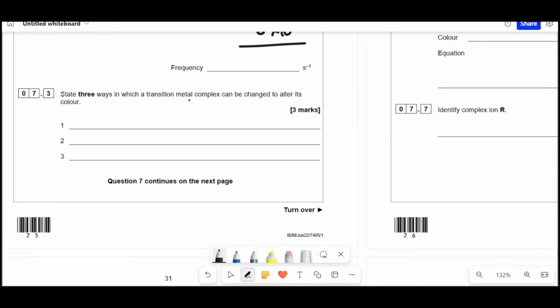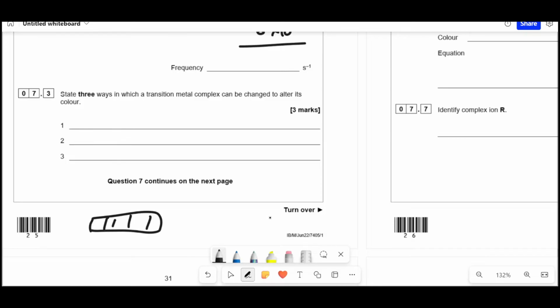So state 3 ways in which a transition metal complex can be changed to alter its color. What you've got to remember is that transition metals, d orbitals are chilling like that. 1, 2, 3, 4, 5. Then what happens is when some ligands bind to it, what can change is that it splits them into these. So you've now got the same d orbitals split into 2, but the energy is a little bit higher, so it can go up and down. That happens when the ligand bonds. Otherwise, it's just chilling on its own.